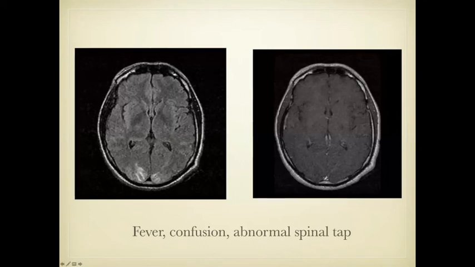Now, in this case, you see there's actually abnormal signal in the sulci and in the cortex here with no enhancement. This patient had fever, confusion, abnormal spinal tap. This is an appearance that would suggest meningitis with encephalitis with the involvement of the brain. So again, the FLAIR scan is very helpful in making the diagnosis. The enhanced scan, not so much.